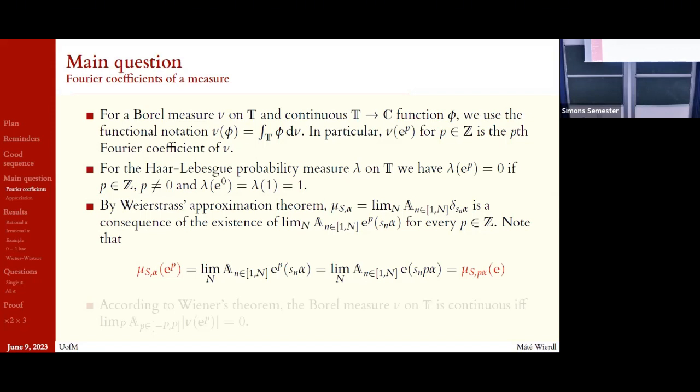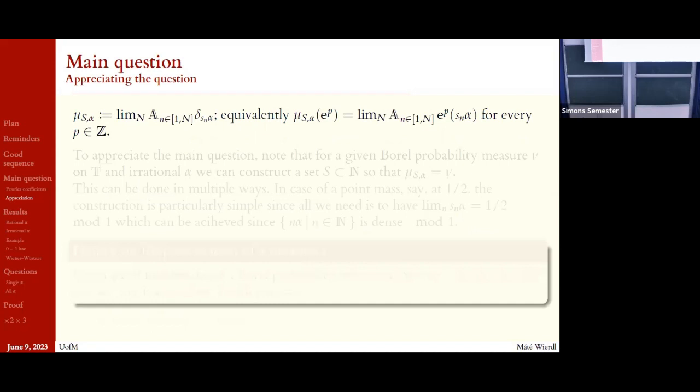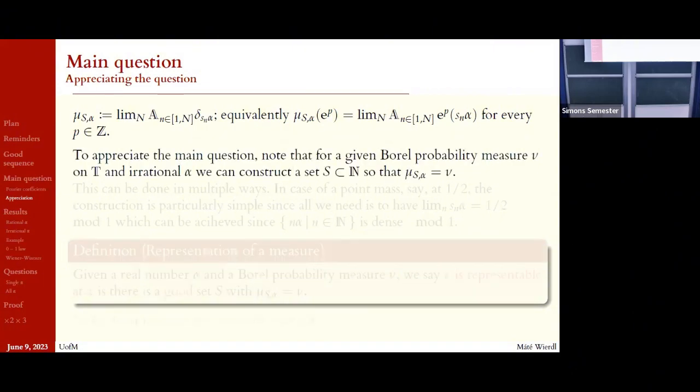So, according to Wiener's theorem, the Borel measure nu on T is continuous if and only if the average of the Fourier coefficients of the measure goes to 0. So again, this is just a reminder of what we were talking about here.